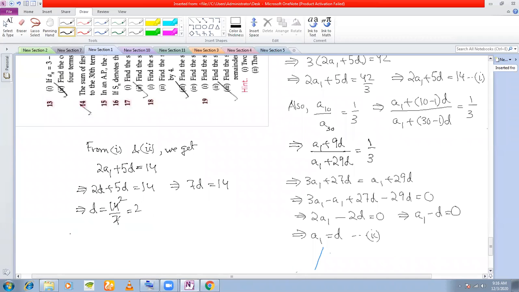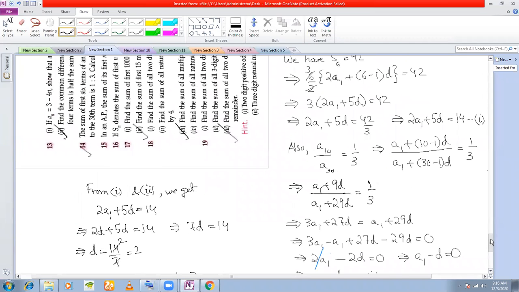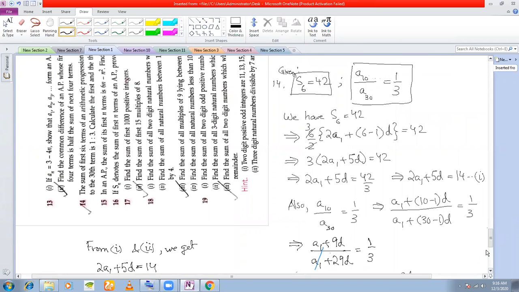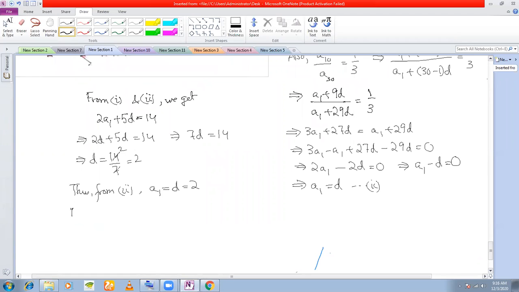So thus from 2, what is the first term? First term is also 2 because A1 is equal to D is equal to 2. So we have got A1 is equal to 2, D is equal to 2. Now what is the question? First term. So first term, A1, is equal to 2.